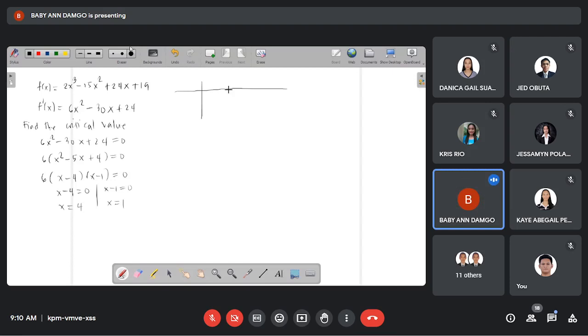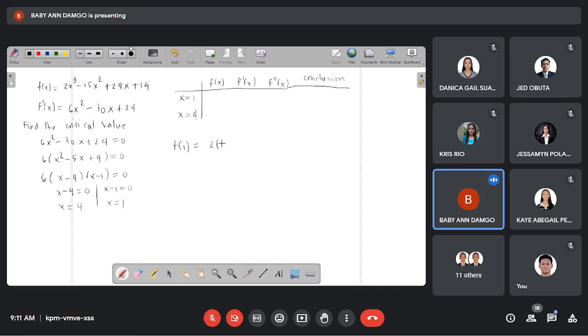So, we have x is 1, x is 4. Okay, so we have f of x, f prime of x, and then the second derivative of x. So we have the conclusion. Okay, so we have here when x is 1, we have f of 1. So we will substitute it.